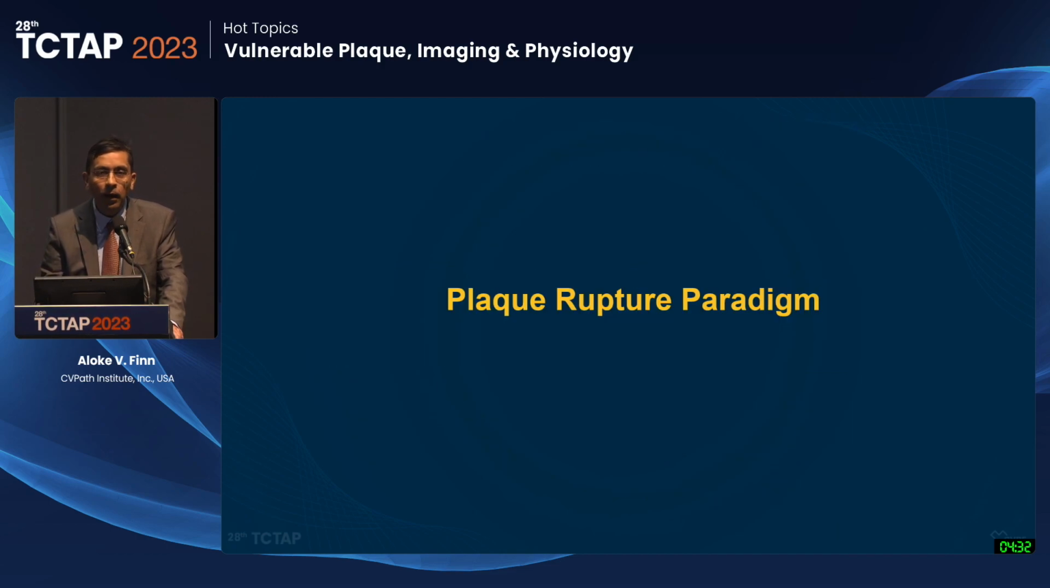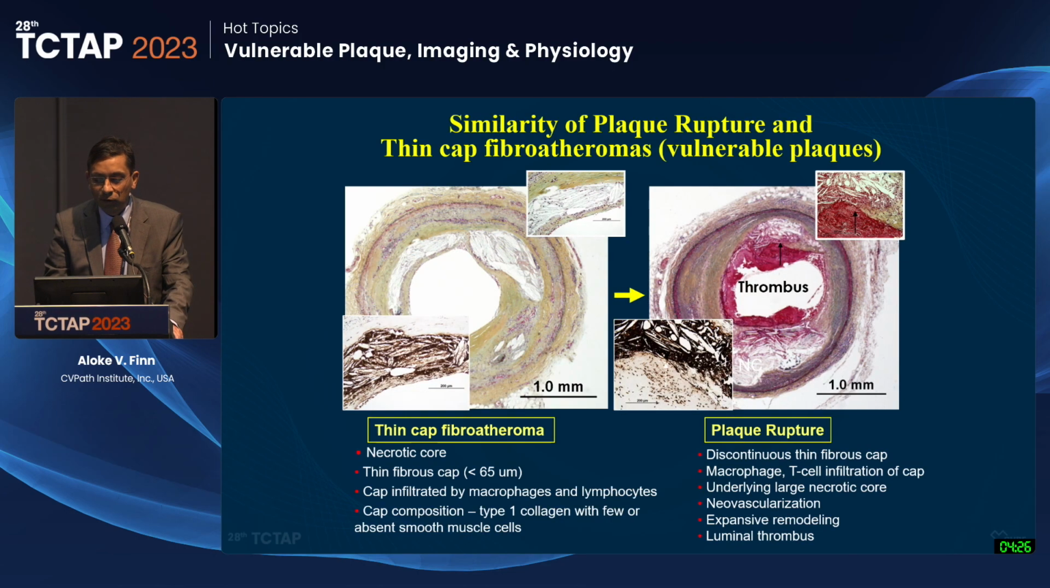And the paradigm of vulnerable plaque is really a plaque rupture paradigm. When we talk about vulnerable plaque, right now all we really know is what occurs within the plaque rupture paradigm. And we believe that the thin cap fibroatheroma is the precursor to plaque rupture. Now, why do we believe that? Only because of one reason. When you find these plaques at autopsy, they resemble ruptures in every single way, except they haven't ruptured yet.